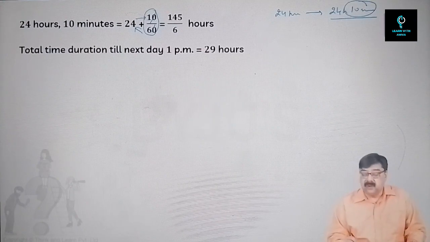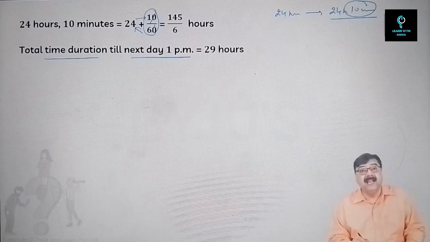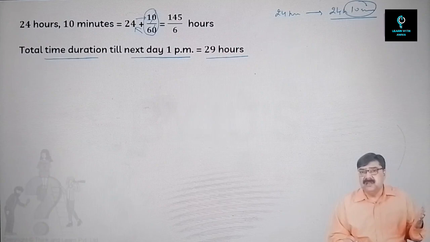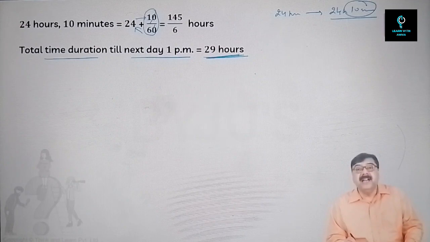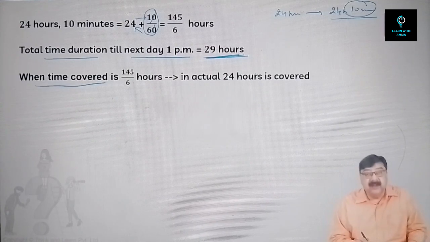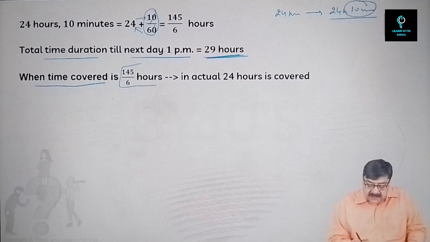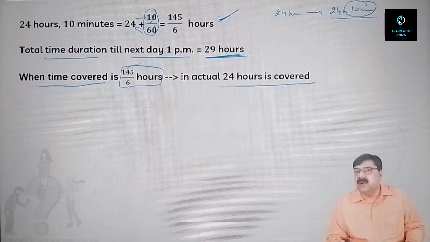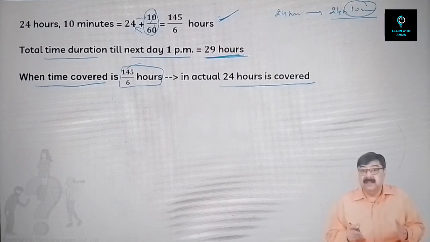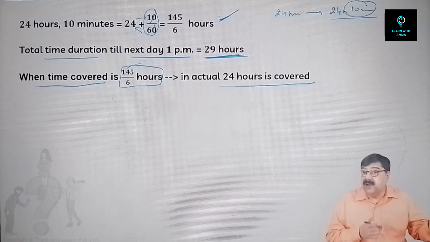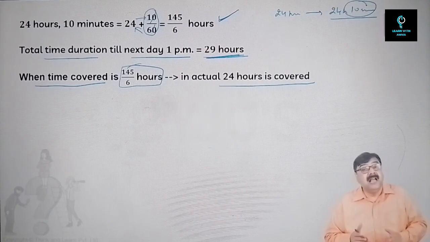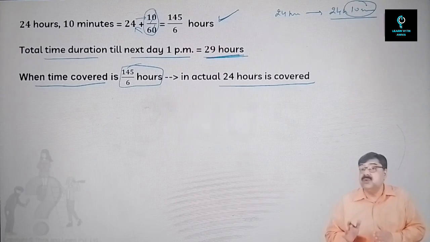Now we also know that the total time duration till next day 1 p.m. is 29 hours. 8 a.m. to 8 a.m. is 24 hours. So from 8 to 1, another 5 hours. So 24 plus 5, 29 hours. Now when time covered is 145 by 6 hours, as we found out here, in actual, only 24 hours is covered. When the clock has gone ahead by 10 minutes, it has covered 145 by 6 hours, and the actual time that had elapsed was 24 hours.